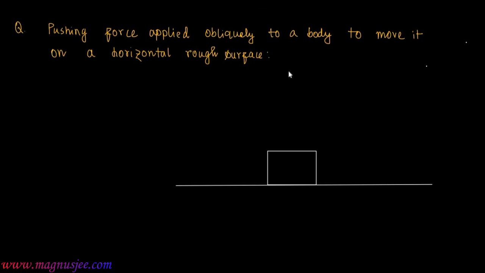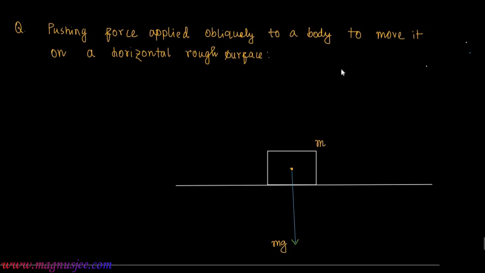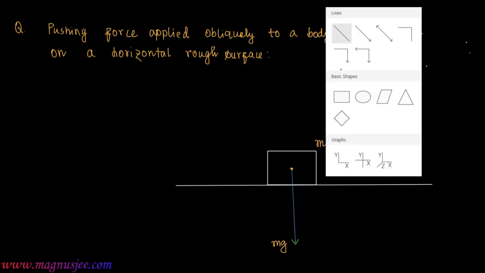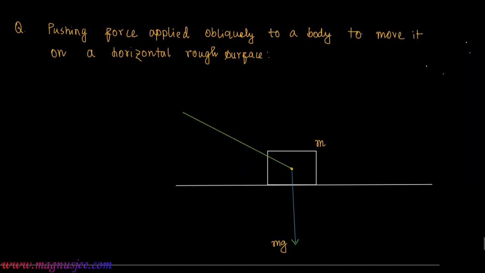This is a block or body of mass m which is placed on a horizontal rough surface. The body has the weight mg. Weight of the block or the body, that is mg, is acting vertically downwards. Mg is the actual weight of the body which acts vertically downwards.